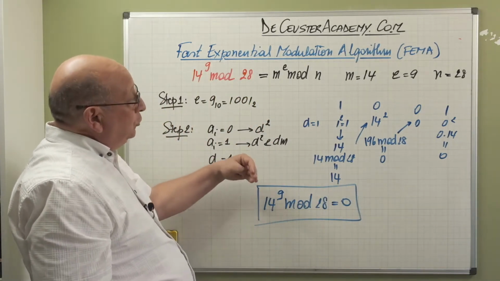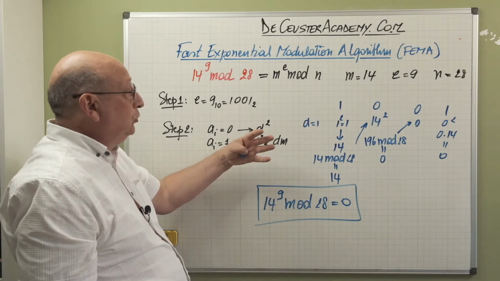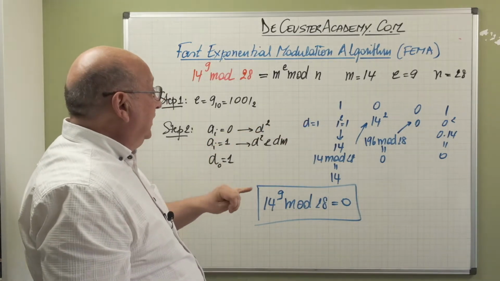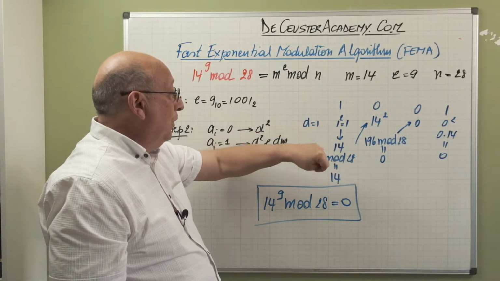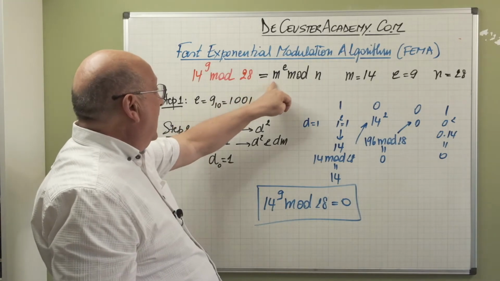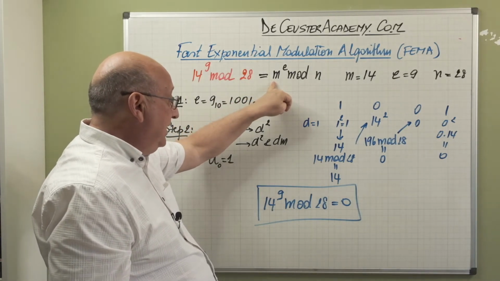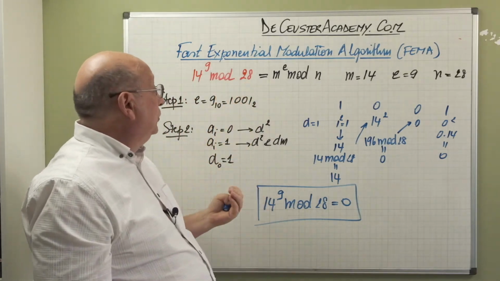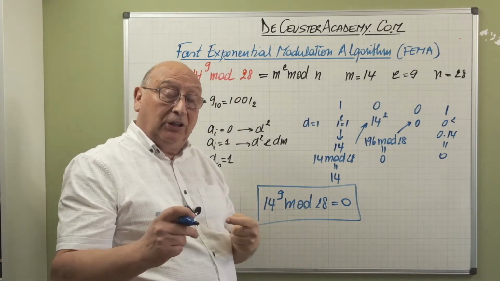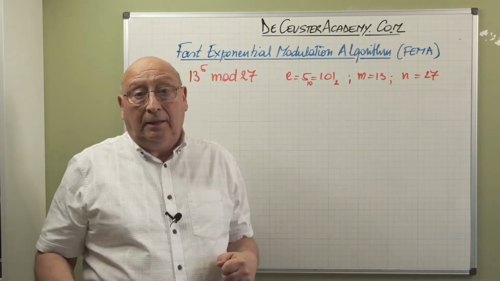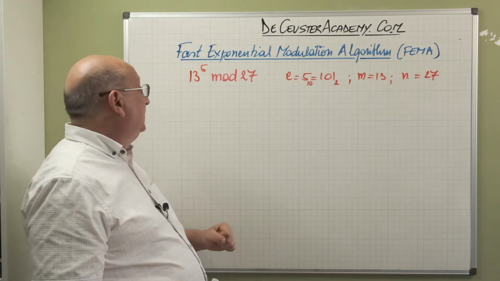Now we can do this with different numbers, but we always do the same step. So when the coefficient of the binary number is 1, we take the square and we multiply with the m, with the coefficient here. And of course we always reduce it to the modulus, in this case 28. But let's do that with a more complex example. Let's have a look at this more interesting example.